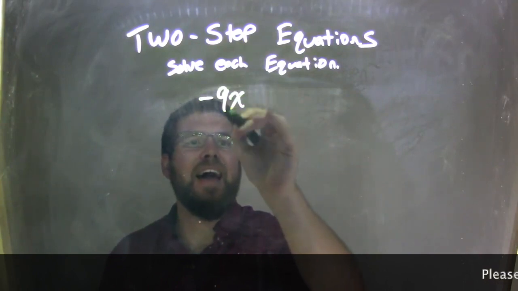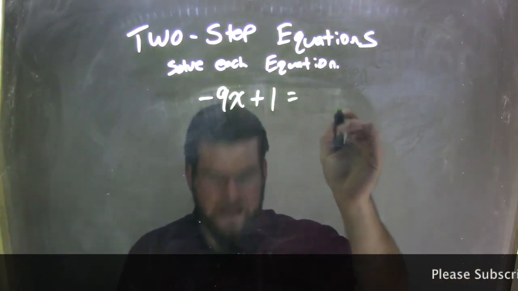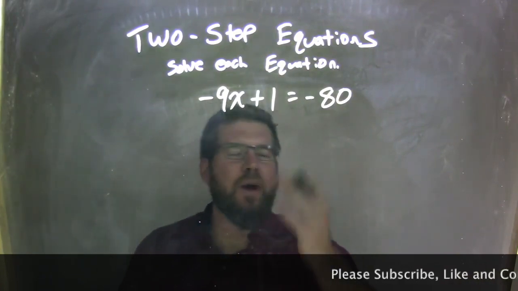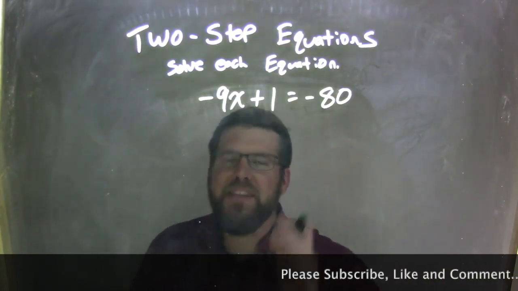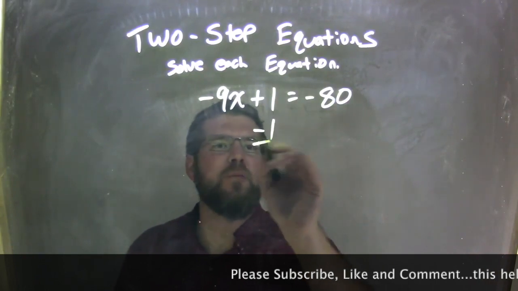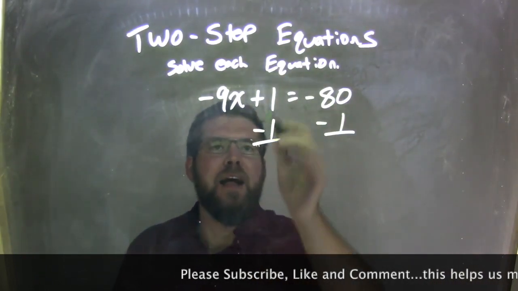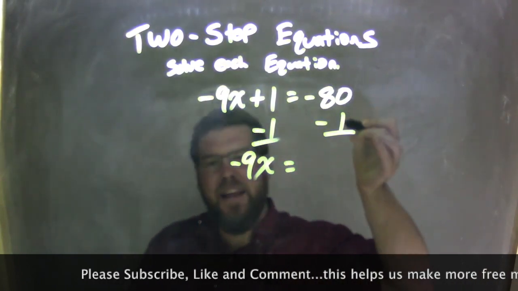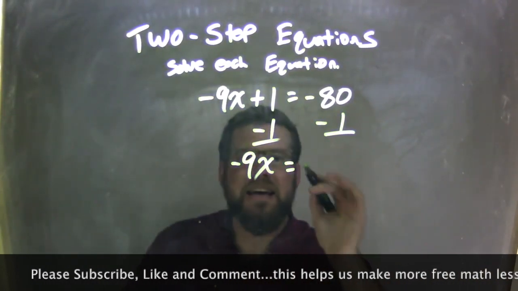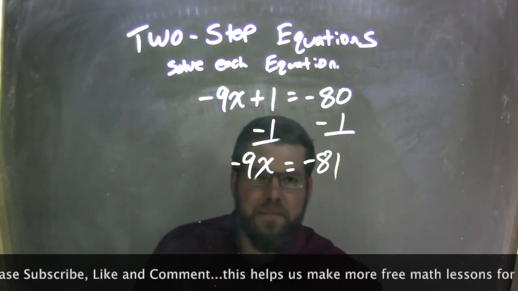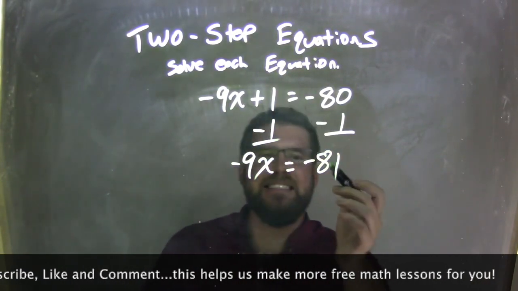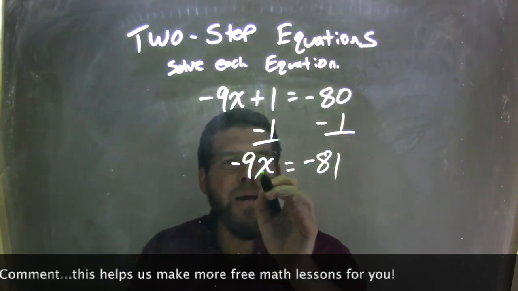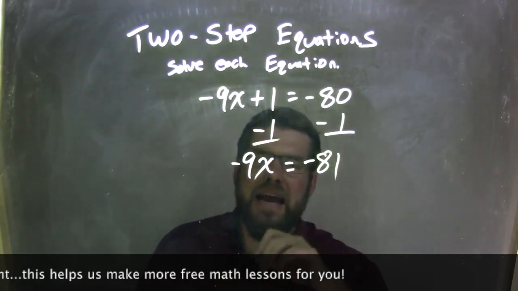Negative 9x plus 1 equals negative 80. Well, my first step here is that plus 1, I need to get rid of that. The opposite of addition is subtraction, so I'm subtracting 1 from both sides. The 1's cancel, leaving me with negative 9x on the left equals negative 80 minus 1, be careful, is negative 81. Okay, it's not negative 79, it's negative 81. Be careful with that. So now I have negative 9 times x equals negative 81.